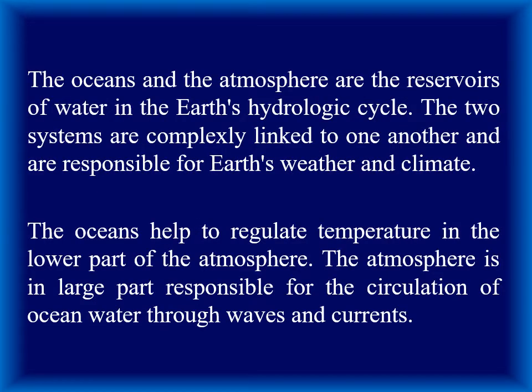The oceans and the atmosphere are the two main reservoirs of water in the Earth's hydrological cycle. The two systems are completely linked to one another and are responsible for Earth's weather and climate. As I already told you, it is the hydrological cycle by which the different forms or different states of water that we find over the Earth's surface are gradually moving or changing in a cyclic way.